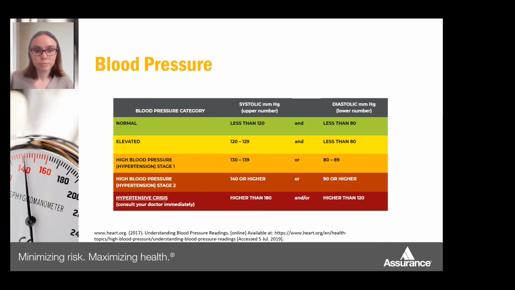So we want our blood pressure to be less than 120/80, and anything elevated is exceeding 120. And then that would be getting to this hypertension range in this orange category, as we see here.